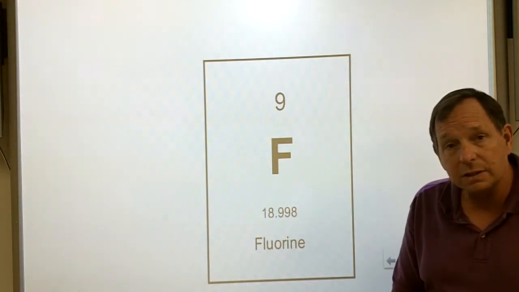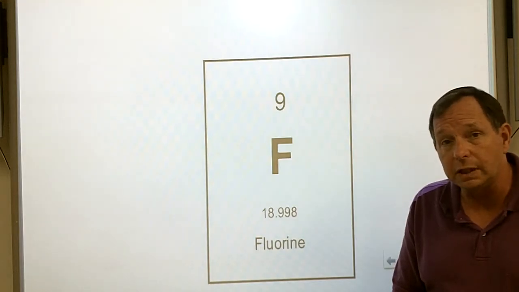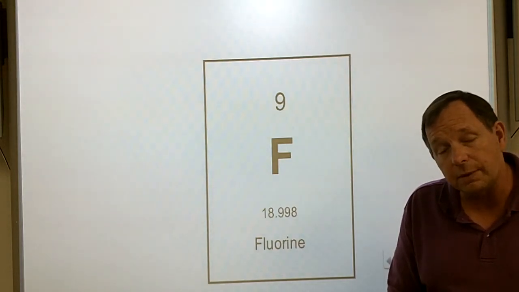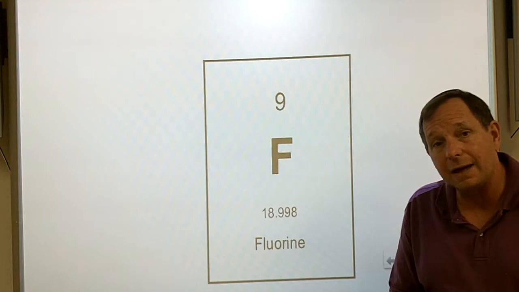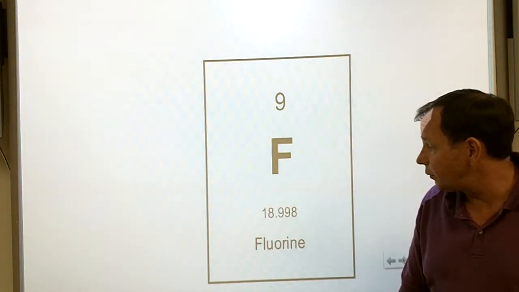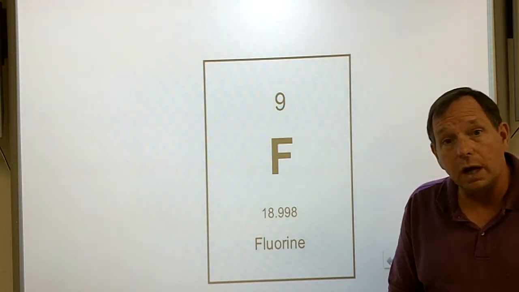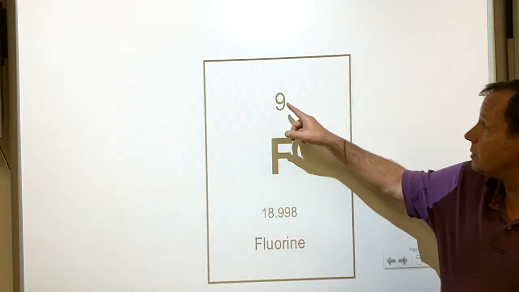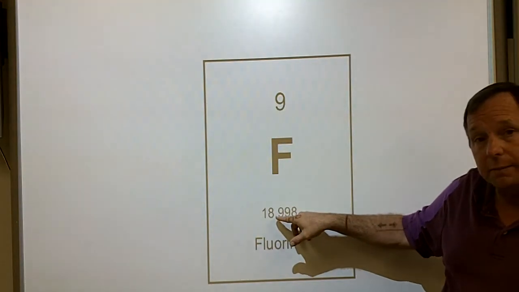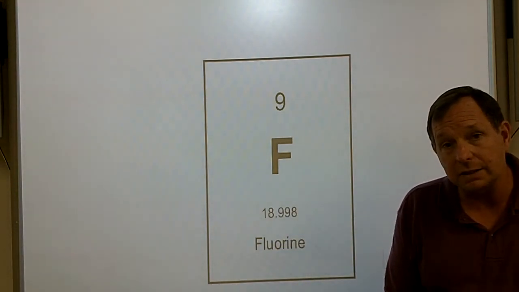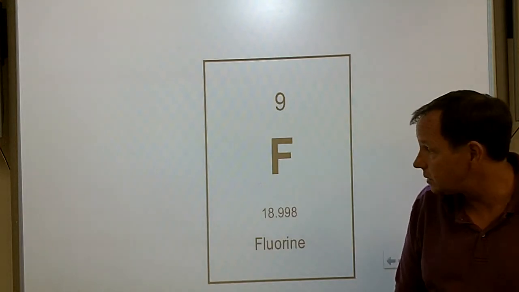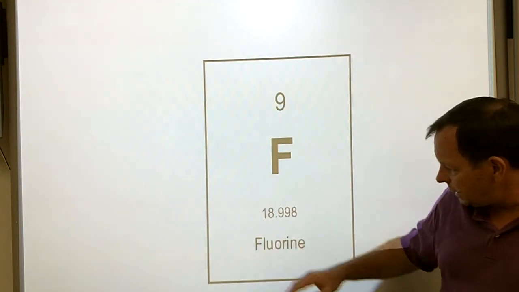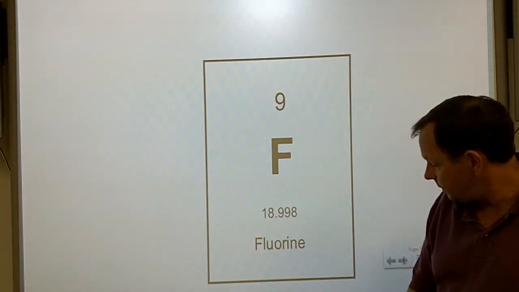The atomic mass is the protons and the neutrons together, because those are the 2 subatomic particles that have mass. They're each 1 AMU. So for fluorine, there are 19 protons and neutrons. So to find the number of neutrons, we simply subtract the atomic number from the atomic mass. And if we did that, 19 minus 9 would give us 10 neutrons. So fluorine has 10 neutrons. And then at the bottom, we simply have the name of the element.